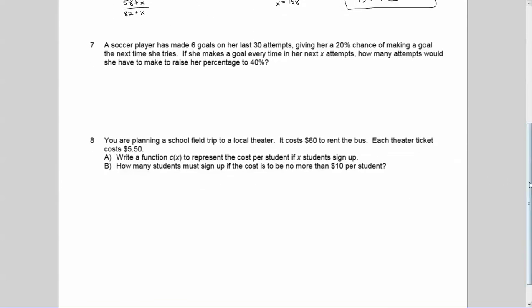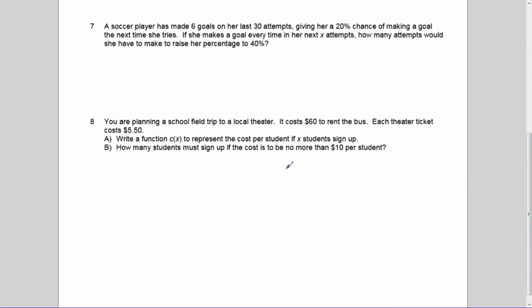Number 8. So this problem says that we are planning a school field trip to a local theater. It costs $60 to rent the bus. Each theater ticket costs $5.50. This is similar to a problem that you saw in your applications exit ticket a couple weeks ago.